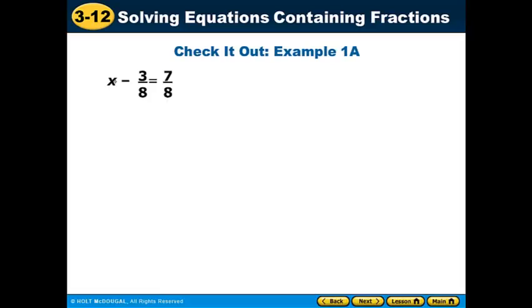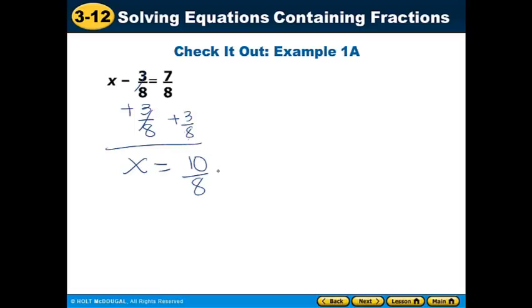So variable again is x. We are subtracting 3/8 from x. So let's go ahead and undo this by adding 3/8 on both sides. Alright, now negative 3/8 and positive 3/8 cancel. Again, these are opposites. We're left with x is equal to same denominator here, so we don't have to change anything. 7 plus 3 is 10, and we have 10/8.